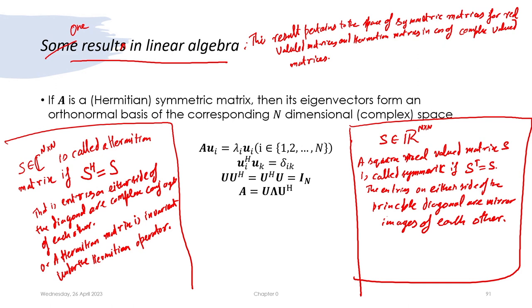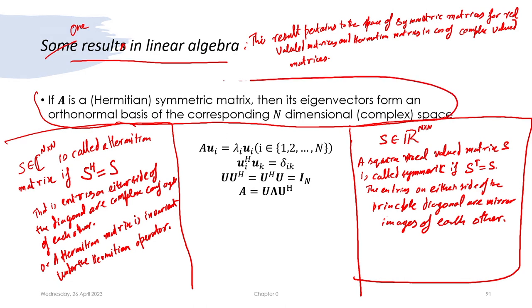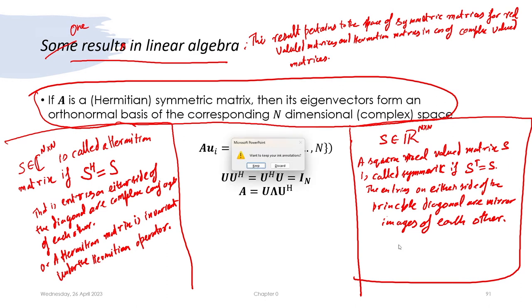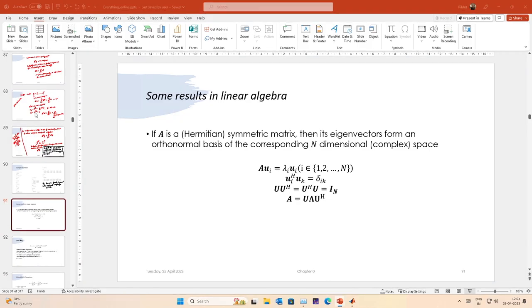So, the result that we want to emphasize here is that if A is a Hermitian matrix, then its eigenvectors form an orthonormal basis, or unitary basis, for the corresponding n-dimensional complex space. So, let us also define what a unitary basis is.